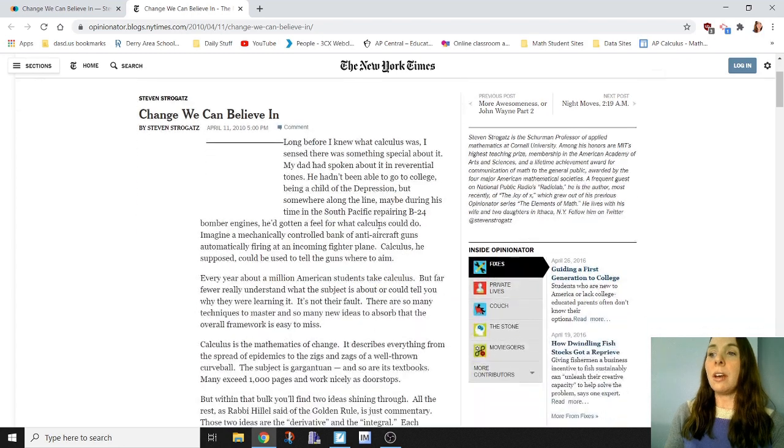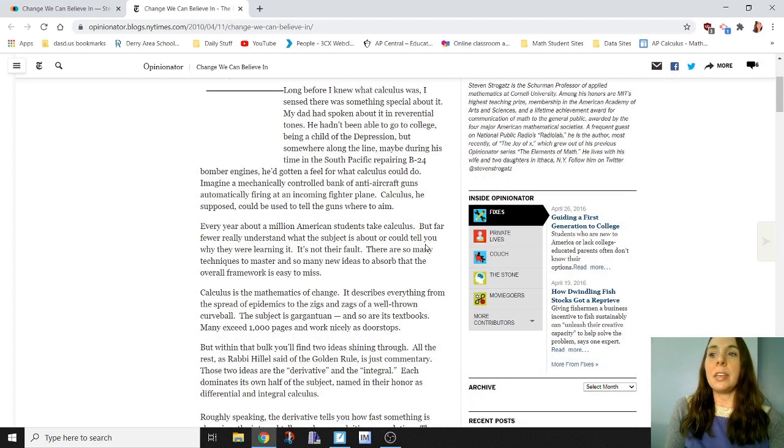He also acknowledges that millions of students take calculus and they can't tell you what they are actually learning. And notice right here, he says it's not their fault. There's so many techniques to master. There's so many different things to have to keep track of that you miss the overall big picture. And that's actually why I often advocate for students to retake calculus in college, even if they've taken it in high school, because you get to sit back and see the bigger picture and absorb the concepts rather than just the procedures the second time around.